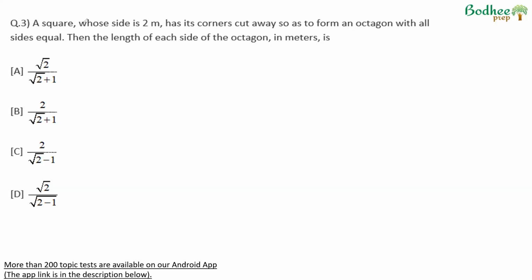A square whose side is 2 meters, something like this, has its corners cut away to form an octagon with all sides equal. So here the corners are cut away and we'll get an octagon. All the sides are equal.